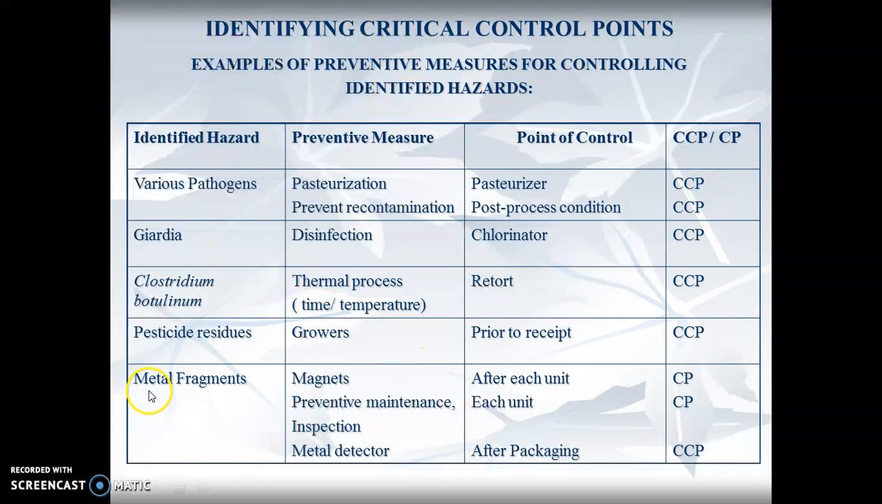Now let's jump down here to metal fragments as a physical hazard, right? If we had metal fragments, a physical hazard, we may install magnets. We may use that after each unit. If you're using it after each unit, it may just be a control point. And then if we have a metal detector, that would be after packaging. There's nothing else that's going to catch it after packaging. Up here, something else may catch it. Down here, nothing else will catch it. That is a CCP. Control point, critical control point.